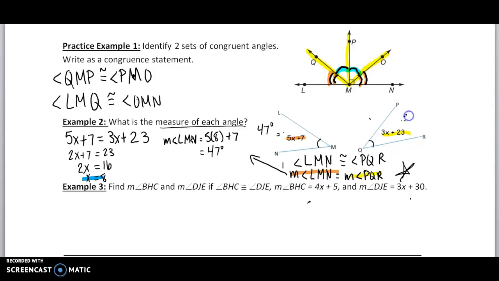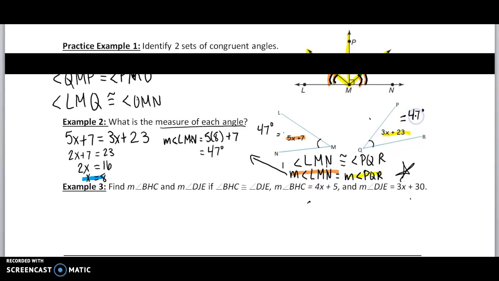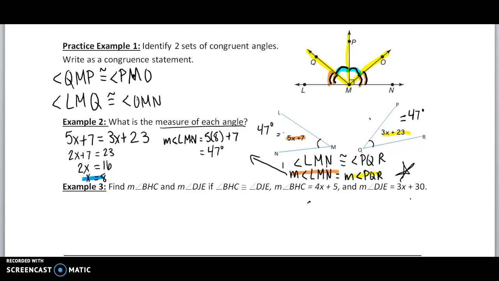Now, since we're using the definition of congruent angles and we know that the angles are congruent, we could just jump and say, well, this is 47 degrees as well. It has to be if they're actually congruent. However, it is good to check your work to make sure you didn't make a mistake along the way. Better to do that now than later.